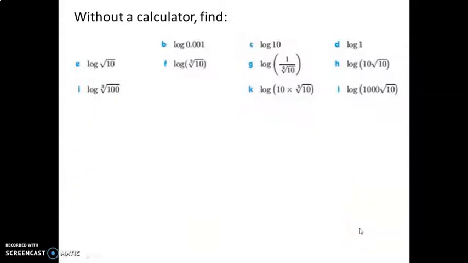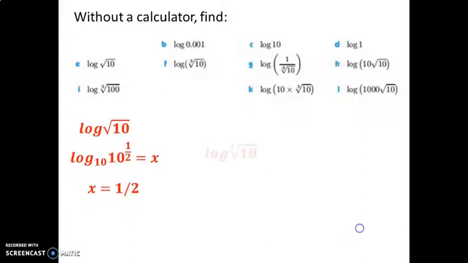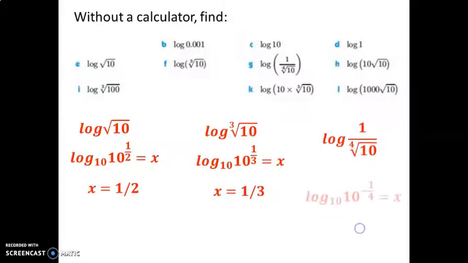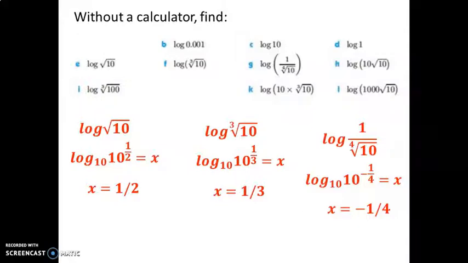Okay, let's look at the next ones. So E, F, and G. Let's see if you can do those. So here's E. Check your work there carefully. Here's F, and here's G. Okay, again, pause if you need to. I'm going to continue on.